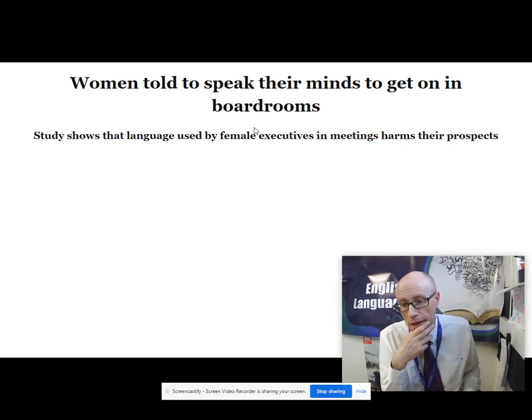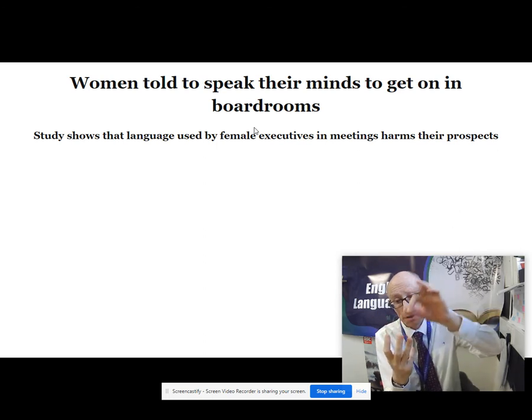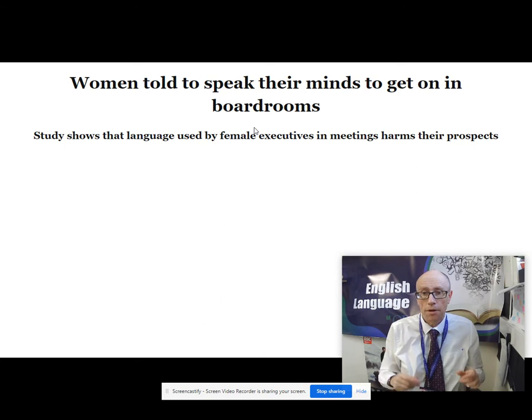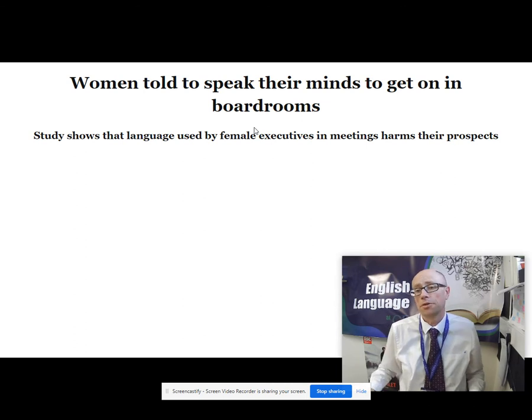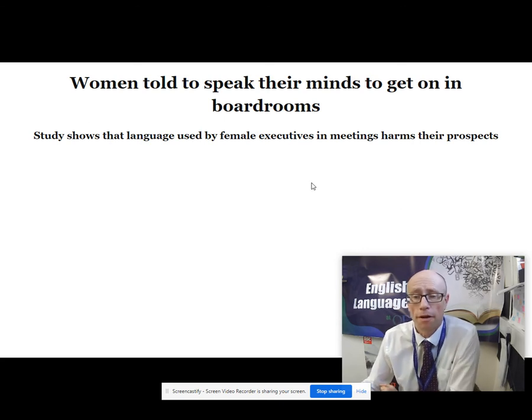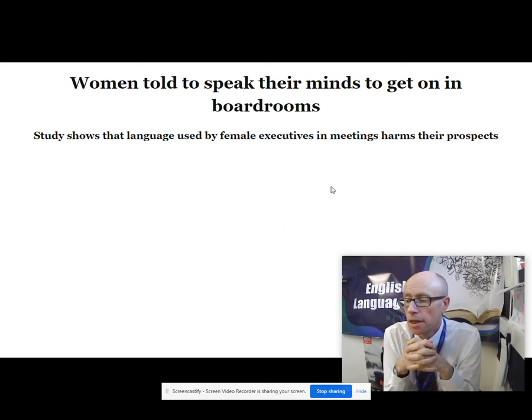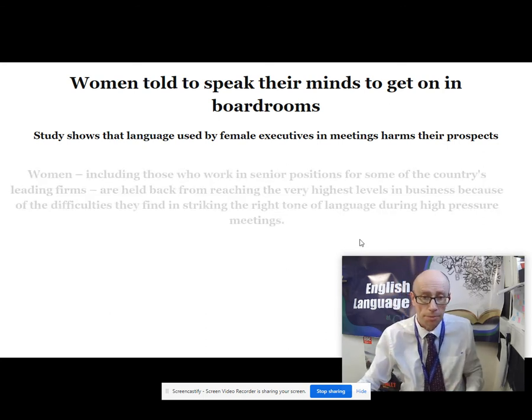So this is taken from The Guardian. And this is interesting because we're thinking, well, to what extent does this back up the gender research that we've talked about so far? Because we talked about the 3 Ds: the deficit model, the dominance model, and the difference model. So here's an article from a left-wing broadsheet newspaper, and the title of it is "Women Told to Speak Their Minds to Get On in Boardrooms. Study shows that language used by female executives in meetings harms their prospects." So as we're reading this, you need to think, well, how does it link in? Does this evidence here challenge or does it support any of the Ds that we've talked about?